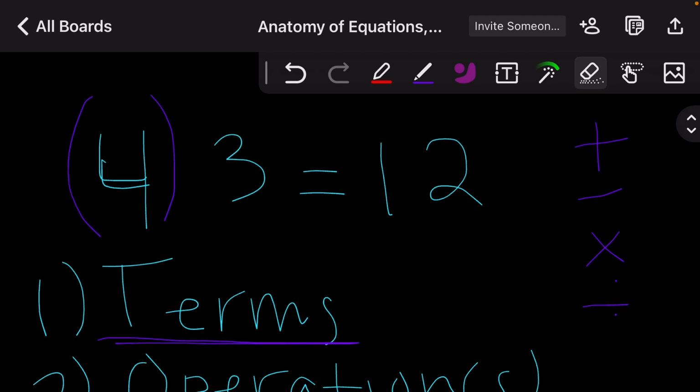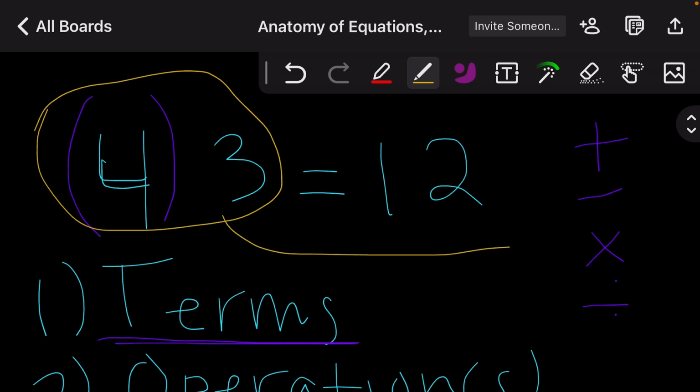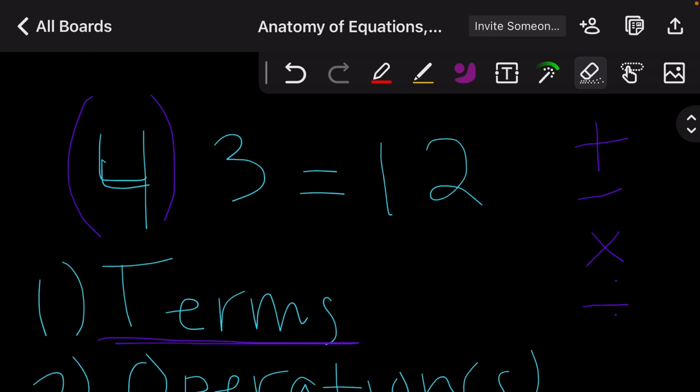Another way that you will likely see multiplication is with just one set of parentheses. So instead of putting both terms in parentheses like this, they'll just put one term in parentheses and put the terms next to each other. Again, this whole thing still means 4 times 3, but it just is written in a different way. Again, this will be important when you start to deal with more complex equations.